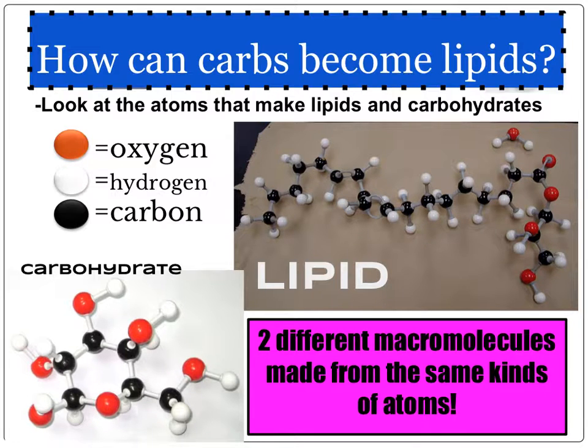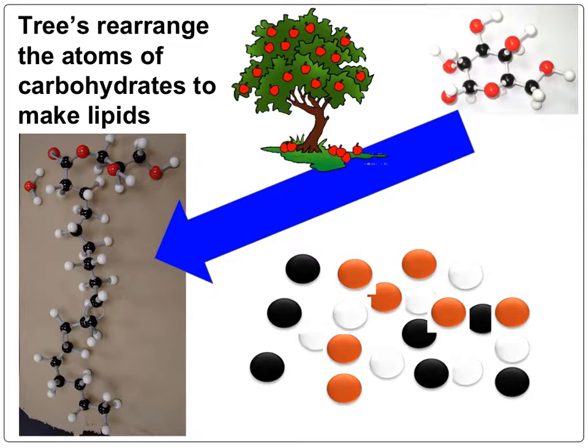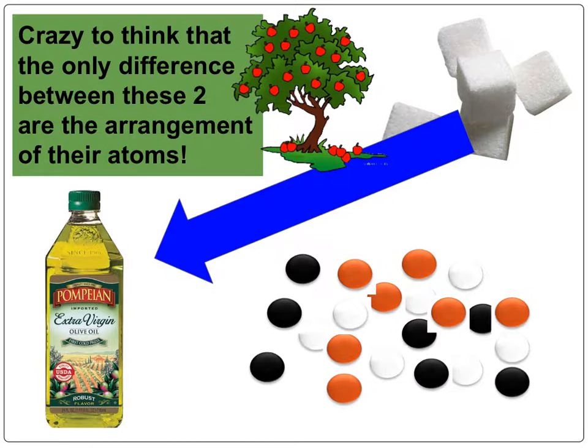So these are two very different macromolecules. One is hydrophobic, one is hydrophilic, one is used in candy, the other is used in salad dressing, yet they are made from the same kinds of atoms. So the tree is taking the atoms that were previously found in carbohydrates and rearranging them to make lipids. So you take the carbohydrate, break the bonds, and reorient them to make the lipid. And with that, you go from something sweet to something oily.